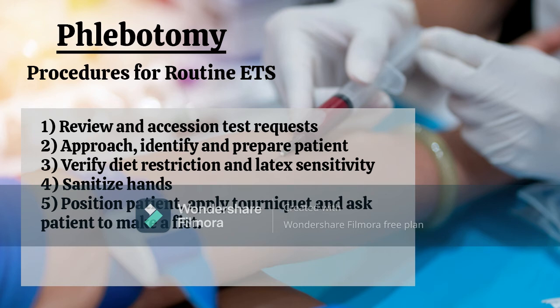Procedures for routine ETS. 1. Review and accession test requests. 2. Approach, identify and prepare patient. 3. Verify diet restriction and latex sensitivity. 4. Sanitize hands. 5. Position patient, apply tourniquet and ask patient to make a fist.